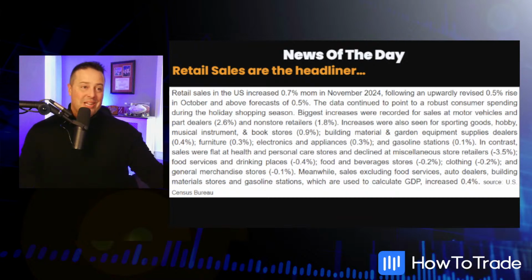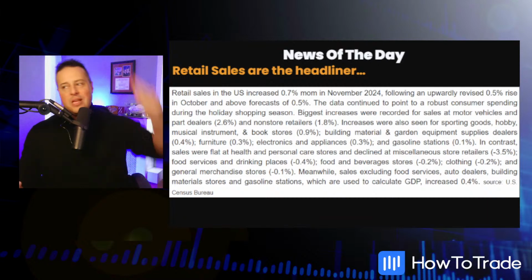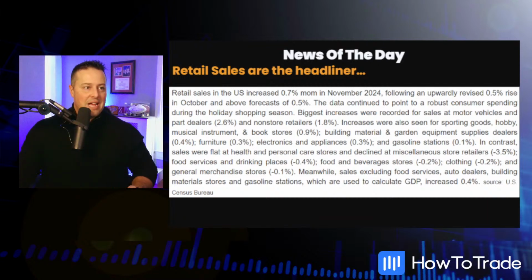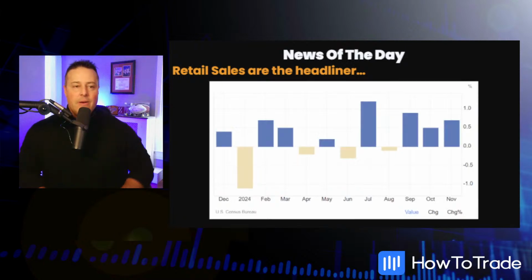In any case, retail sales in the U.S. increased 0.7% month over month in November, following an upwardly revised 0.5% rise in October and above forecast. So the basic gist of this is that retail sales are going up. Well, that's all fantastic, fine and dandy right here. This is a good look at our chart. Now, this is the last year or so. Take a good look at what we have going here.